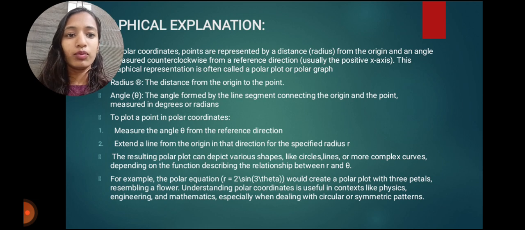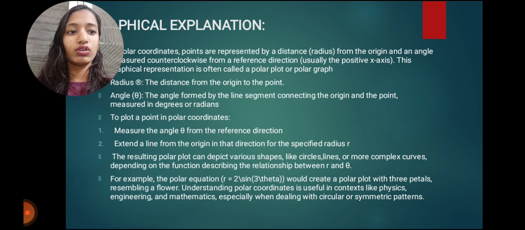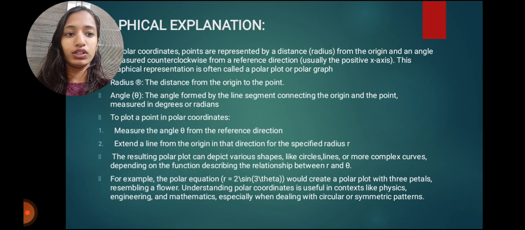The resulting polar plot can depict various shapes like circles, lines, or more complex curves depending on the functions describing the relationship between r and theta. For example, the polar equation r equals 2 sine 3 theta would create a polar plot with three petals resembling a flower. Understanding polar coordinates is useful in contexts like physics, engineering and mathematics, especially while dealing with circular and symmetrical patterns.